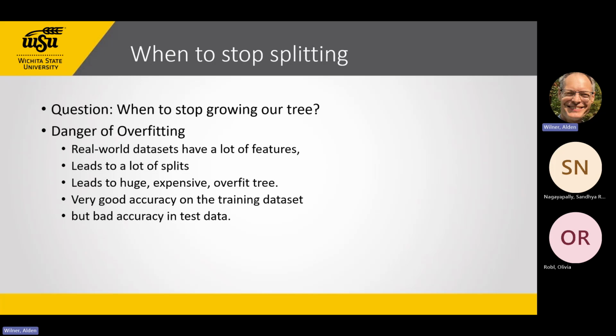When do we stop splitting? Well, the thing to keep in mind is that a decision tree, if we don't tell it to stop, will go until every single node is pure, right? Every single leaf node has only one answer in it. There's actually a danger of overfitting in this case. Real world data sets have lots and lots of features. It would lead to lots and lots of splits because you keep splitting on more and more features. That would give you a huge, expensive, overfit tree. On your training set, it would do great, right? But when you try to run your test data through it, data not seen before, you would have fairly bad accuracy in that situation.